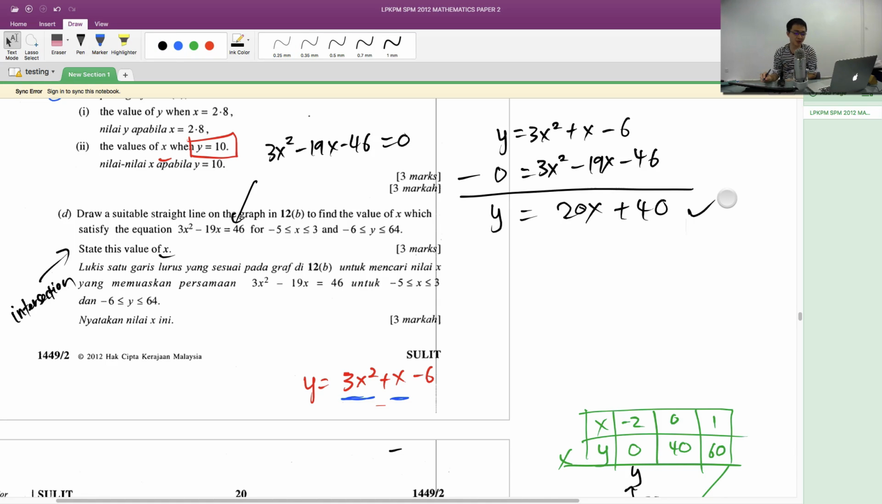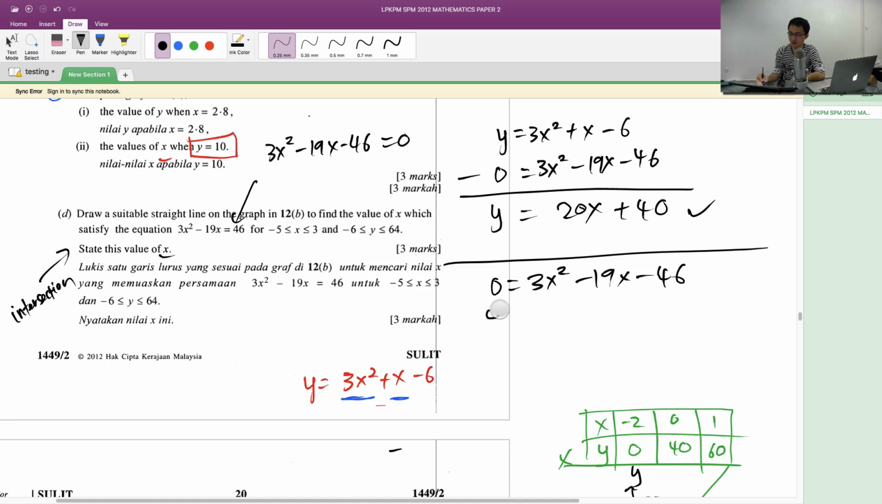Because just now I was using the substitution method. However, for this method you must be careful, because a lot of students don't care which equation comes first. So when they do that, they will write 0 equals 3x squared minus 19x minus 46, and then they write the y here: 3x squared plus x minus 6. And then the minus, because 3x squared minus 3x squared is 0, this one they will get -20x, and this one negative 40. Now the problem is you have to understand 0 minus y is negative y.